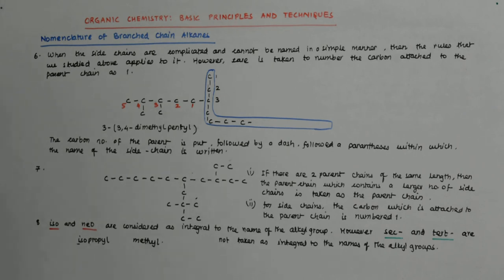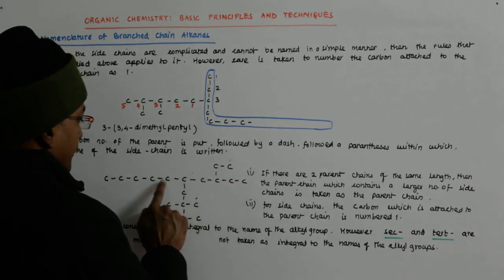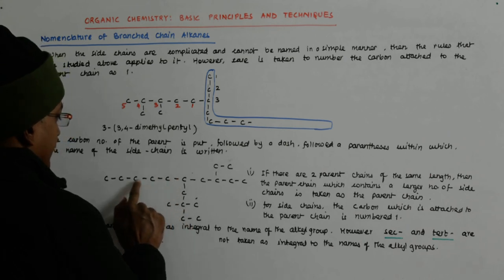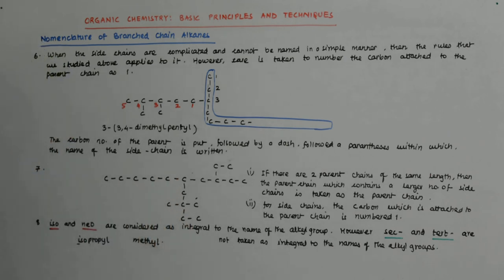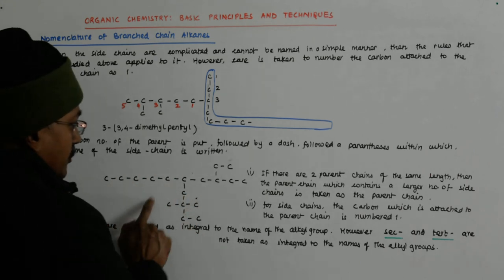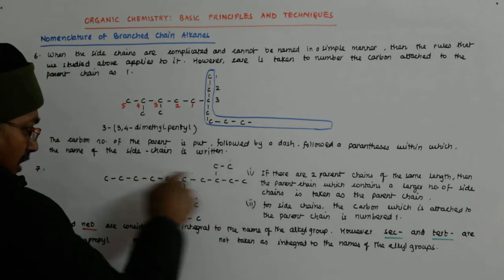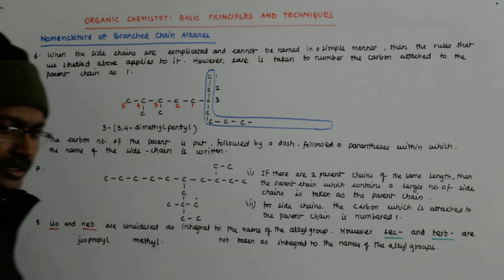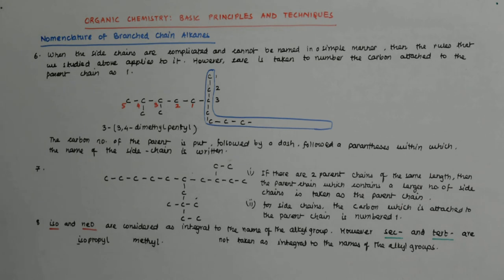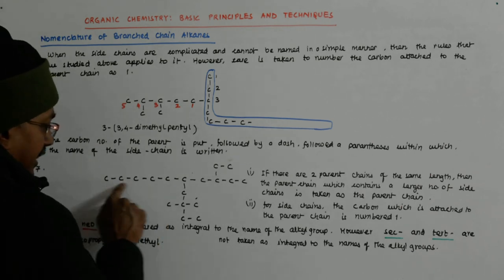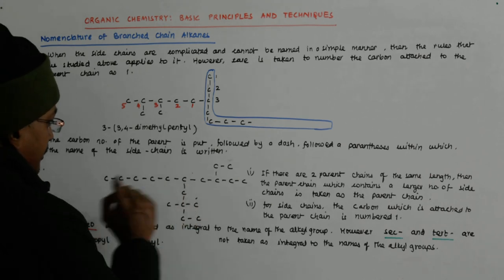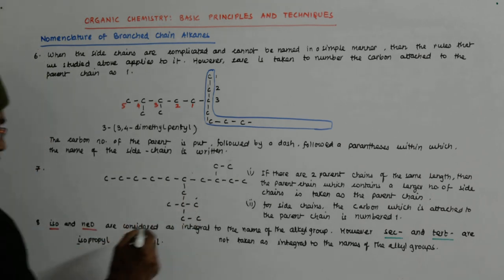Now, if that is the case, then we can name this. We just saw, this has 1, 2, 3, 4, 5, 6, 7, 8, 9, 10. 1, 2, 3, 4, 5, 6, 7, 8, 9, 10. So, I'll be taking this as the parent chain because it has 1, 2, 3 substituents while this would have had only two side chains. So, I take this and how do I name? Do I name it from here? No, I name it from here because these are the nearest. So no confusion in that.